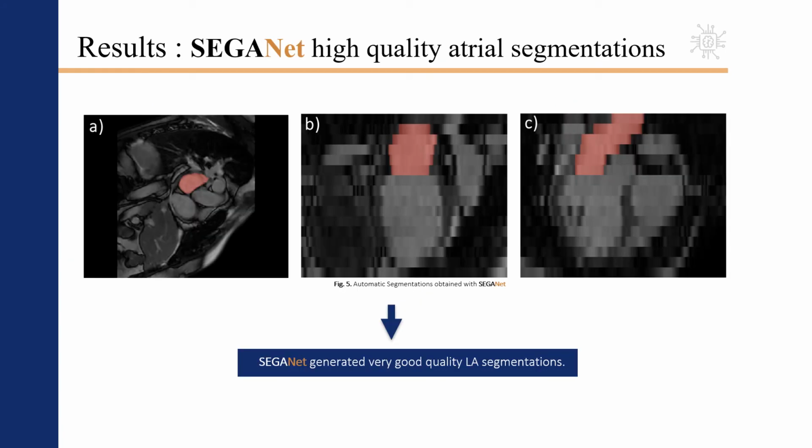SEGANet's LA segmentations show good quality results, as you can see in figure 5, where you have automatic segmentations obtained with SEGANet for one representative subject during atrial diastole and overlaid with CINE. In figure 5a, we have the short axis view. In figure 5b, we have the pseudo two-chamber view, and in figure 5c, we have the pseudo four-chamber view.